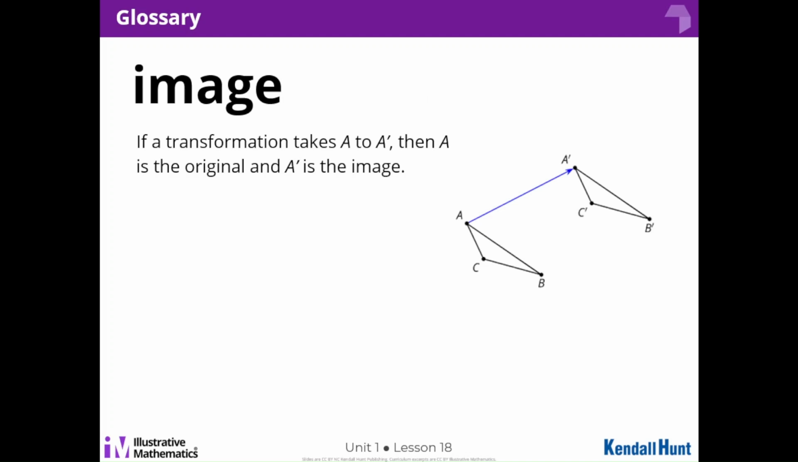When we talk about image, we're talking about the figure that is created by doing the transformations. So in this example, the bottom left triangle ABC would be the original, and then it is translated up and to the right, creating the image A prime, B prime, C prime.